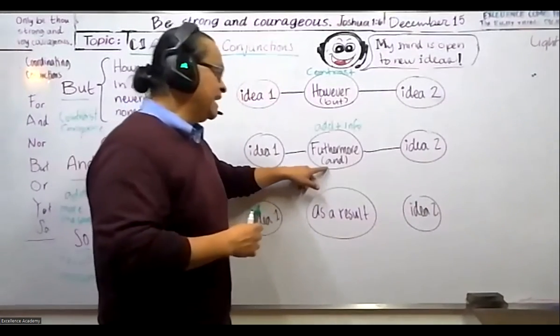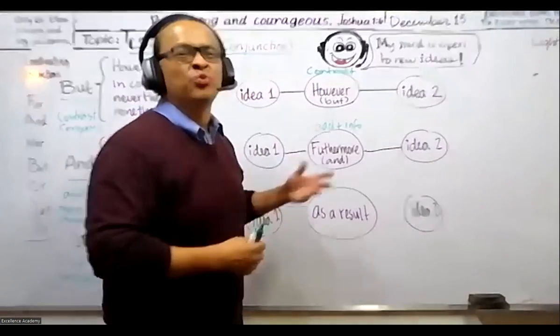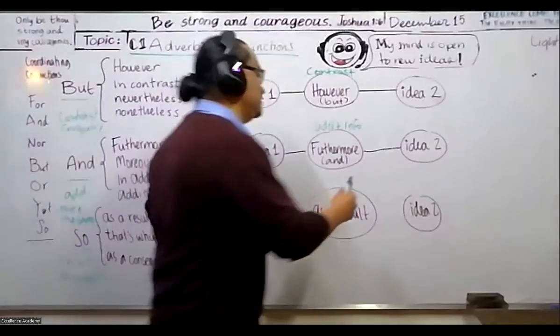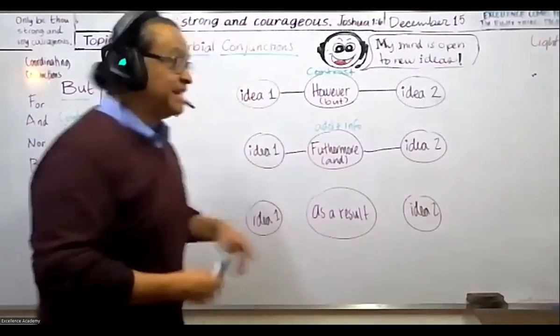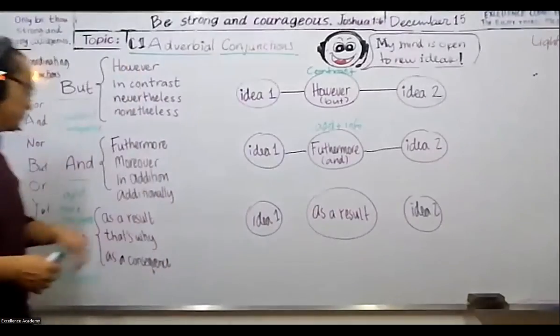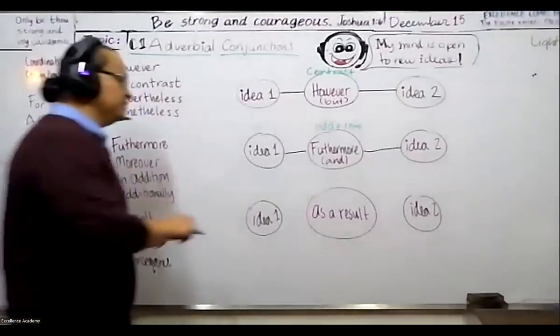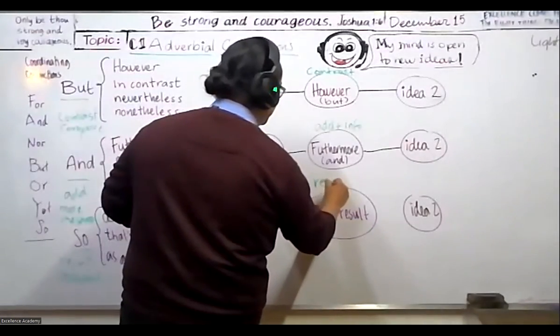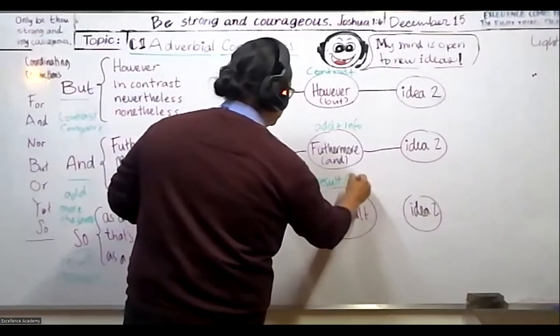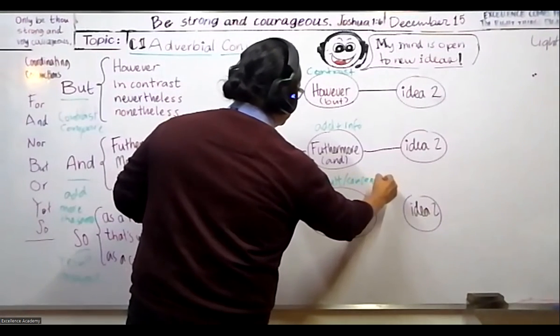But "and" just sounds too weak to introduce this idea, right? So that's why we need a bigger word. Let's move on now to as a result or a consequence, right? As a result or a consequence.